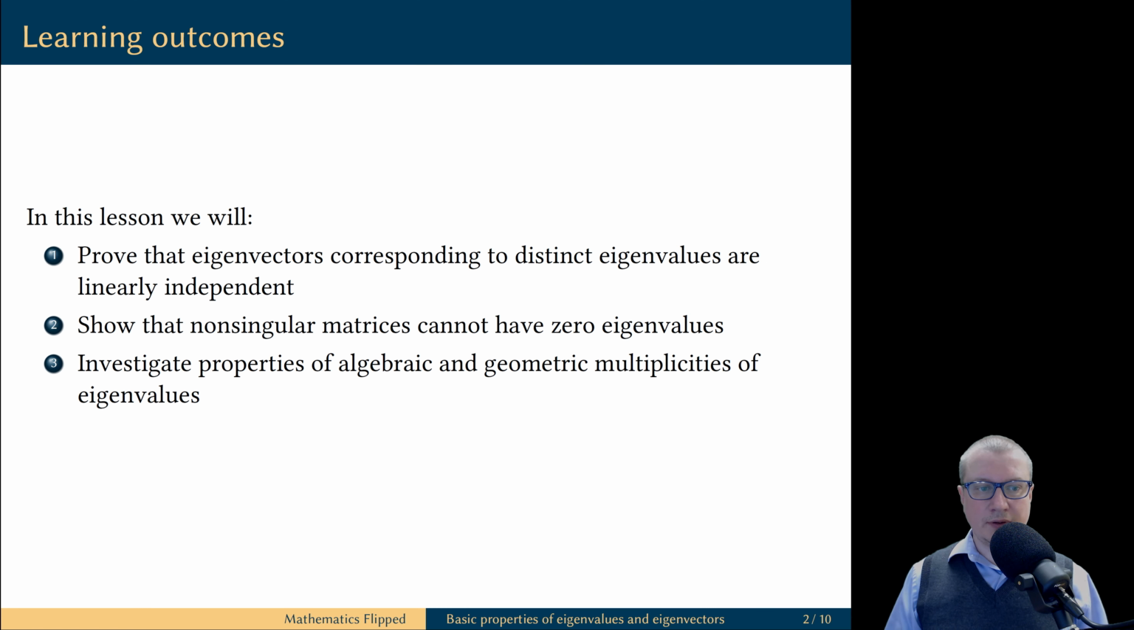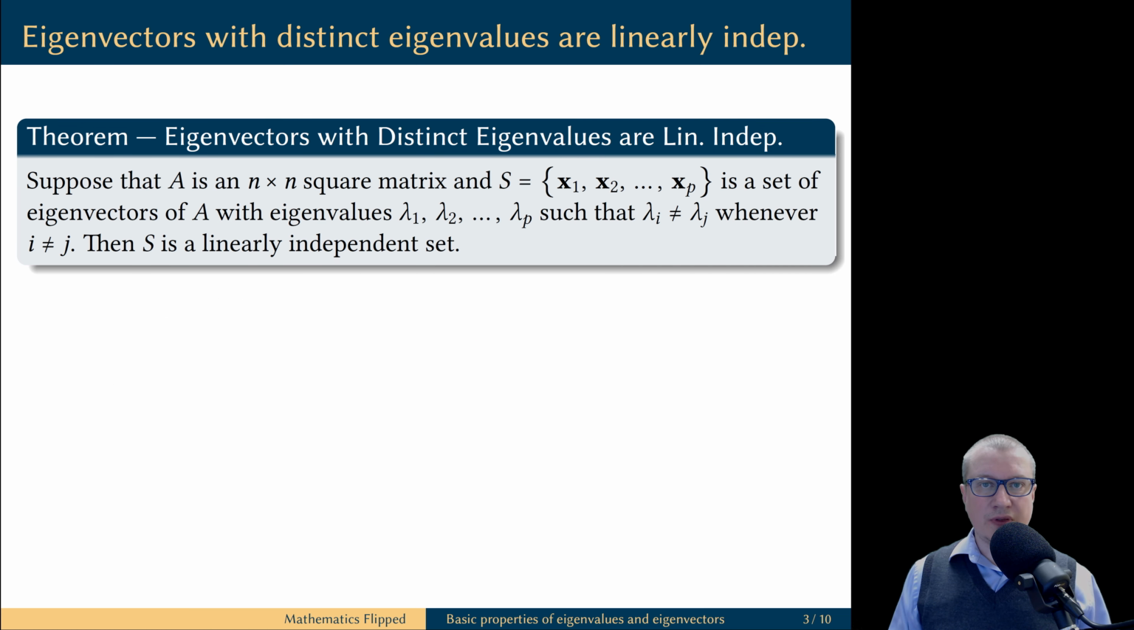In this lesson we will prove that eigenvectors corresponding to distinct eigenvalues are linearly independent, show that non-singular matrices cannot have zero eigenvalues, and we will investigate properties of algebraic and geometric multiplicities of eigenvalues. Let's get started. First, let's prove that eigenvectors corresponding to distinct eigenvalues are automatically linearly independent.